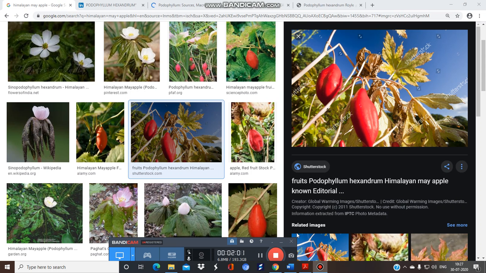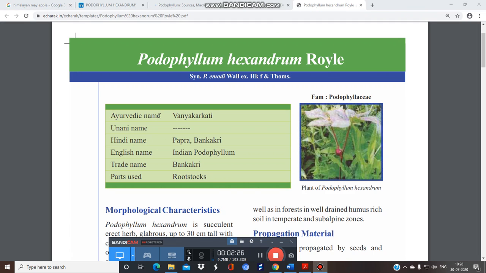So let's start. This is the plant that is also known as the Himalayan May apple. This is the Podophyllum. You have to remember two species. First is the Indian Podophyllum, that is Podophyllum hexandrum or Podophyllum emodi. And second is the American Podophyllum, that is Podophyllum peltatum. The Ayurvedic name is Van Kakadi, or in Hindi Ban Kakadi, Papra, Indian Podophyllum. And the part used is the root stalks.